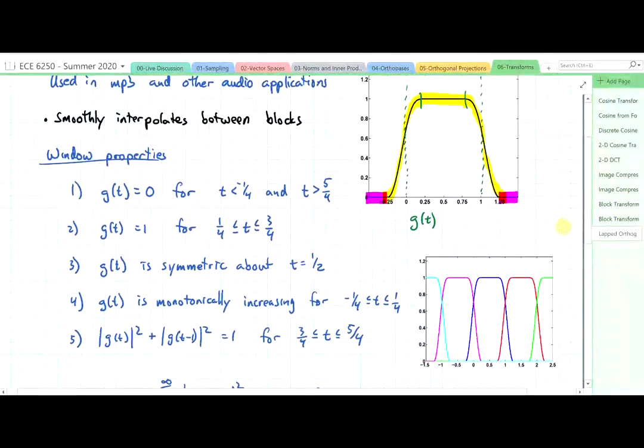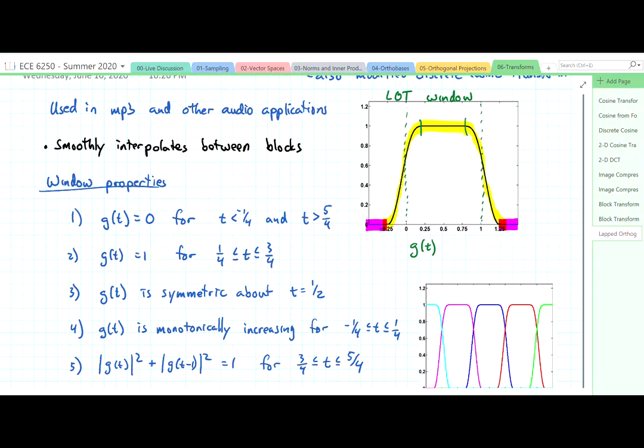These properties are over on the left. Okay, so the first property that we've listed here on the left, that it's equal to 0 outside that range, you've already discussed. The second one is that it's equal to 1 between 1/4 and 3/4. The third is that it's symmetric about 1/2. So we have this nice symmetry. The fourth is that it monotonically increases between minus 1/4 and positive 1/4, and because it's symmetric, then it's monotonically decreasing between 3/4 and 1.25.